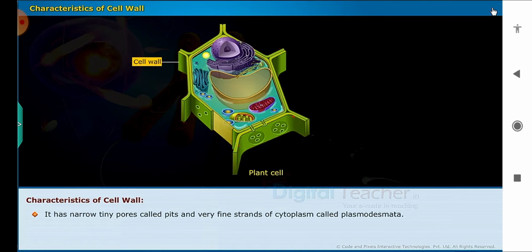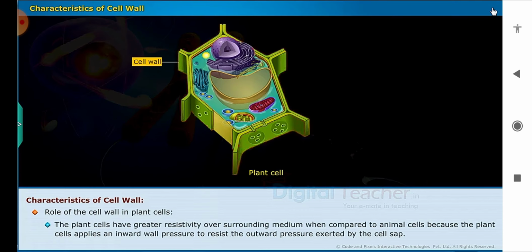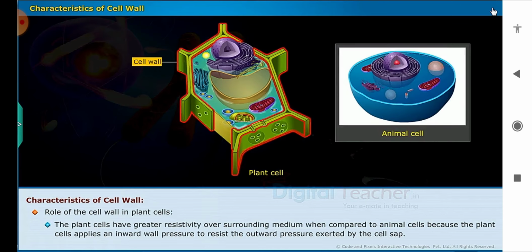It has narrow tiny pores called pits and very fine strands of cytoplasm called plasmodesmata. Role of the cell wall in plant cells. The plant cells have greater resistivity over the surrounding medium when compared to animal cells because the plant cells apply an inward wall pressure to resist the outward pressure exerted by the cell sap.